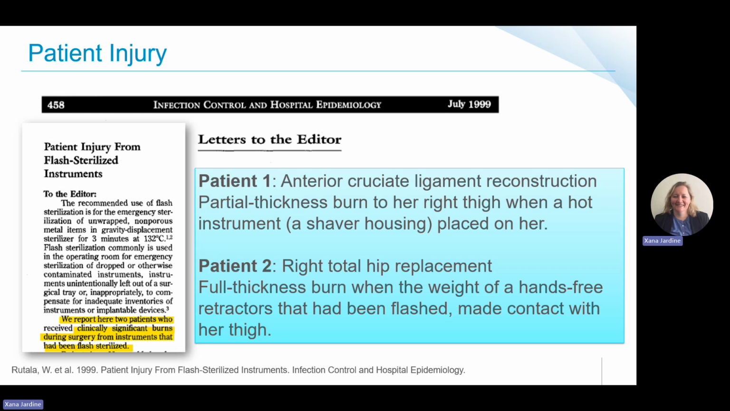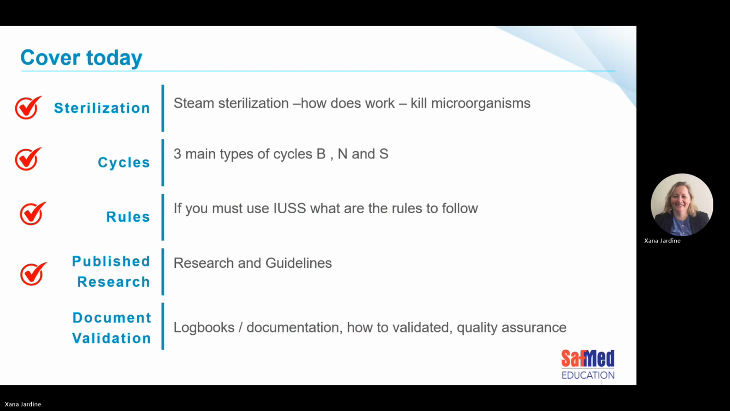The first patient was having an anterior cruciate ligament reconstruction. The patient had a partial thickness burn to her thigh because the hot shaver housing was placed on her. Patient number 2 had a total right hip replacement. She had a full thickness burn when the weight of the hands-free retractor that had been flashed through the immediate use steam sterilizer made contact with her thigh. So another potential risk or area of injury for our patient.